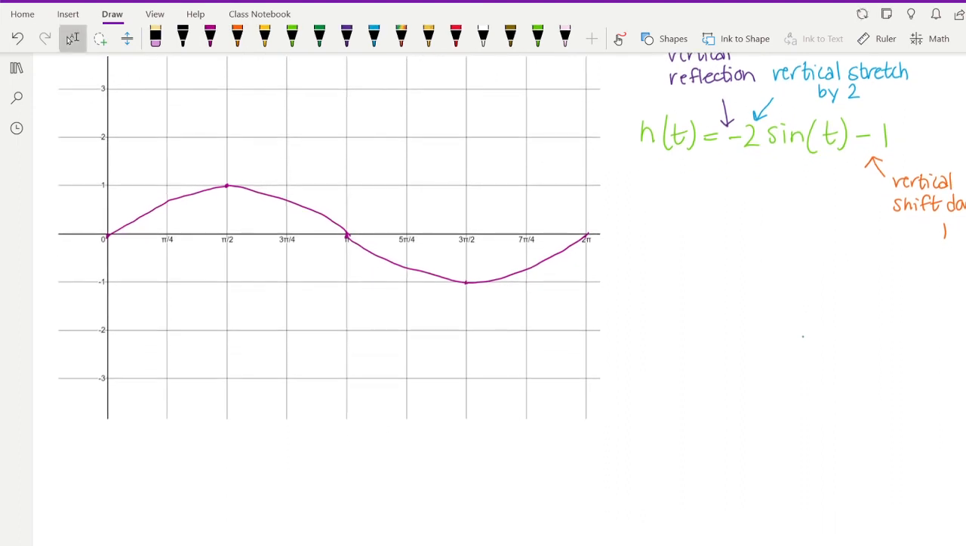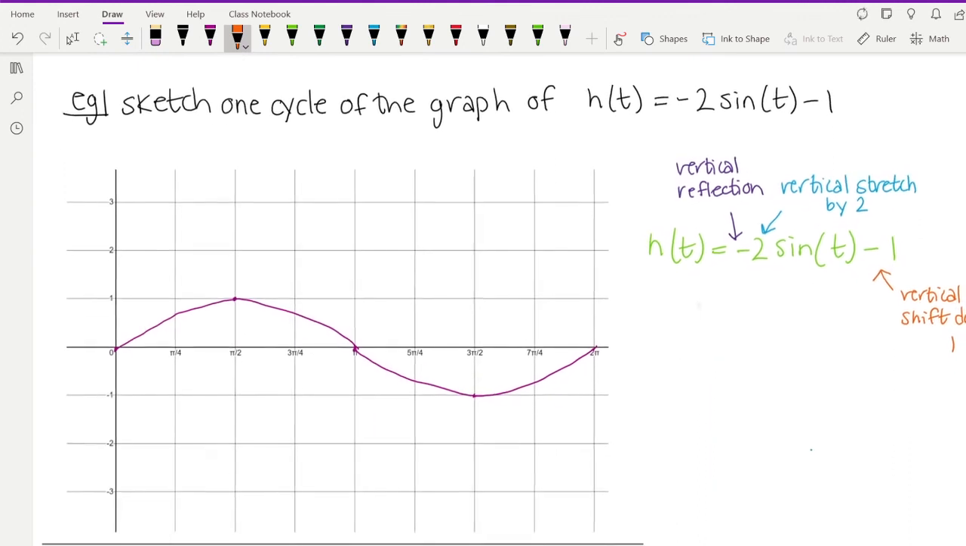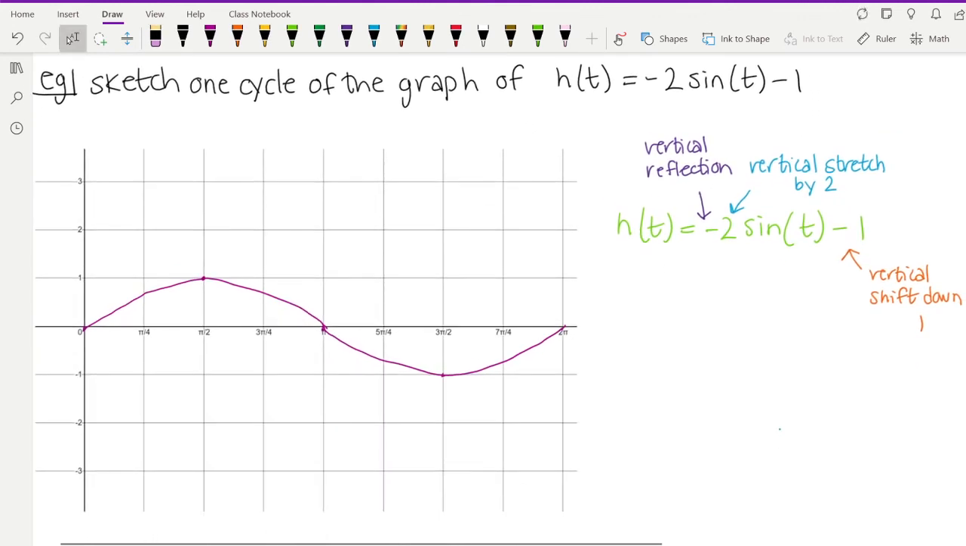Okay, so I want to approach this one a little bit differently than we did the last ones. In the last ones, we basically applied our transformations to each point, right? We had our 5 key points and we applied the transformation. And after we did that, we established what the midline and the amplitude were. And so what I think is a better method as we get more complicated, and this is especially going to be true for the next video.